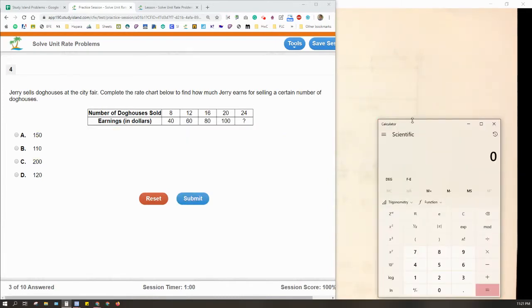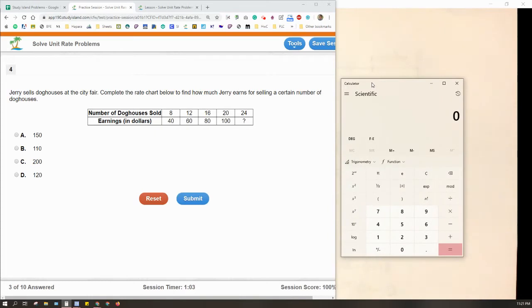Let's find out how much he makes per dog house. How many dollars per dog house? If you want the dollars per dog house, take the dollars, divide by the corresponding number of dog houses. That word per kind of means divided by. Earnings per dog house, do earnings divided by dog houses. So let's take $100 divided by 20 dog houses, because it says $100 from 20 dog houses. 100 divided by 20 is 5. So that means $5 per dog house.